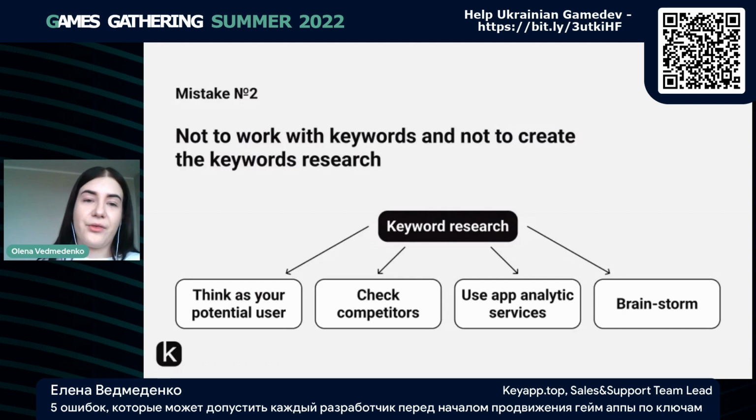When you gather the keywords for the app, I would recommend focusing on the next steps. First of all, think as your potential user and think for which search requests your app can be found. Then brainstorm with a team. Also, it is obvious that it is needed to check competitors. In competitors' text, you will be able to check which search requests, so keywords, were added and how they use them. And of course, use app analytics services.